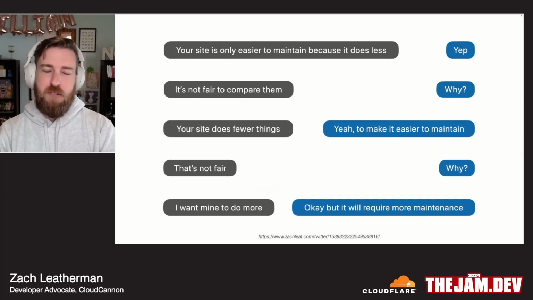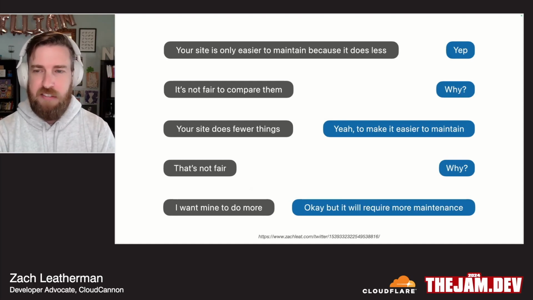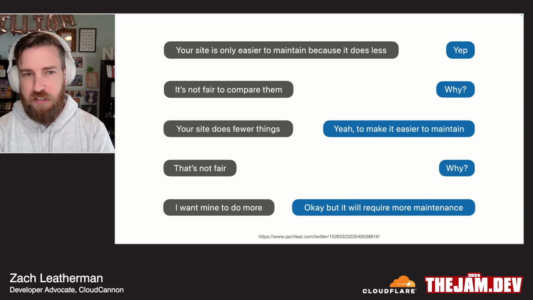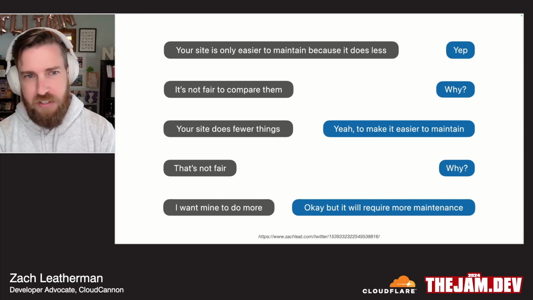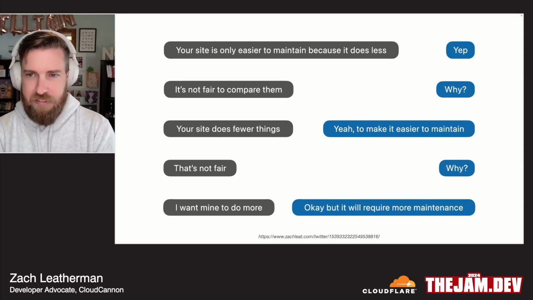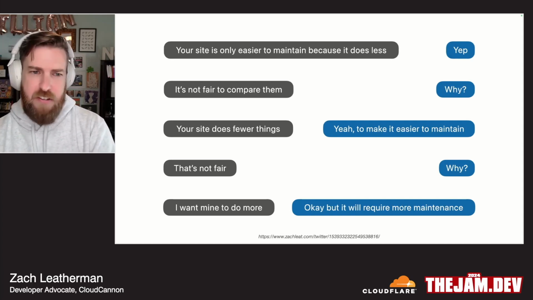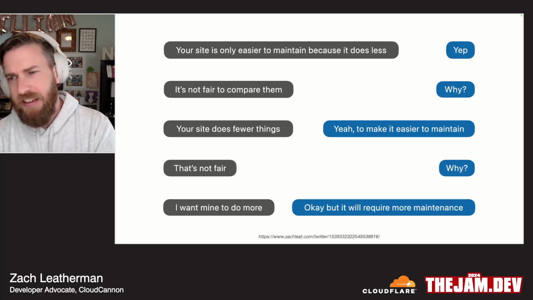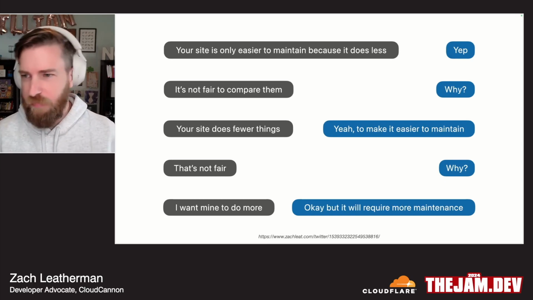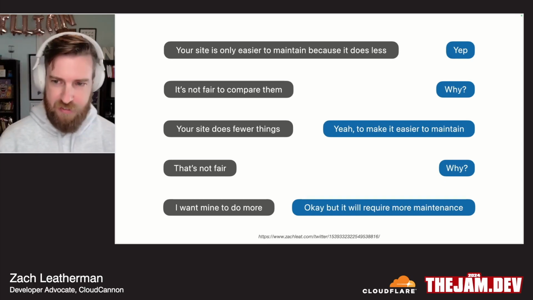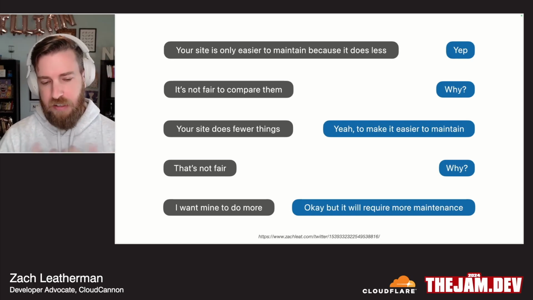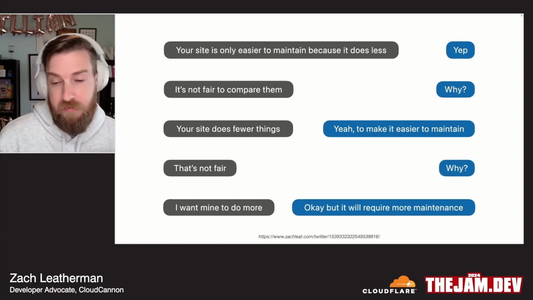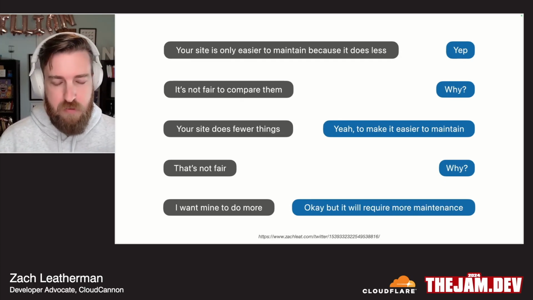And it really comes down to this conversation between two developers, that completely hypothetical conversation. But developer A is complaining that the site is easy. Your site is only easier to maintain because it does less. And developer B says, yes. It's not fair to compare them. Well, why? Your site does fewer things. Well, yeah, to make it easier to maintain. Well, that's not fair. Why? Well, I want mine to do more. Okay, but that will require more maintenance. And there's always this tension between adding dependencies and adding things to your tech stack that will require additional maintenance. And we're really trying to minimize that moving forward.